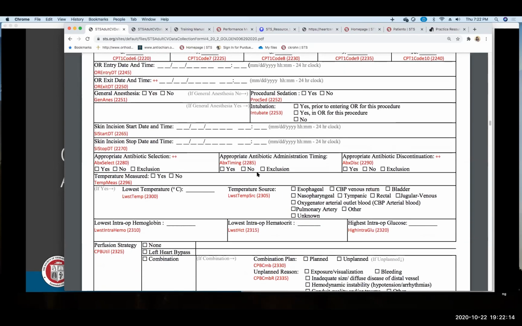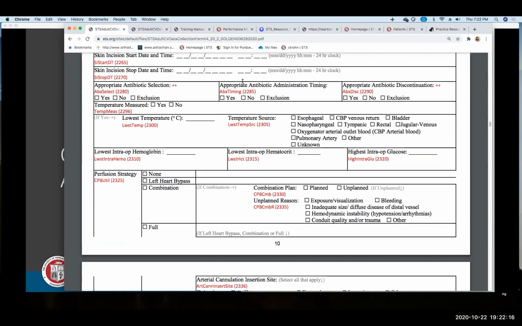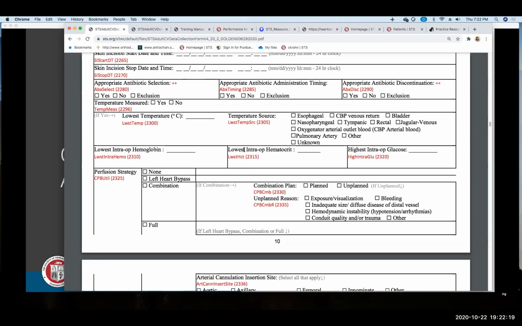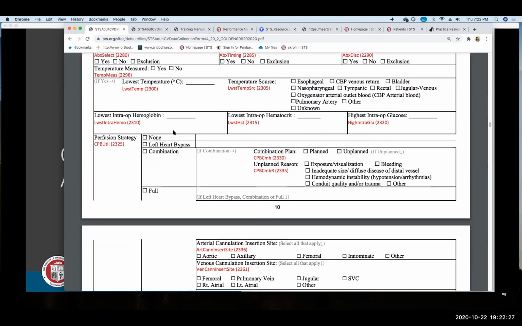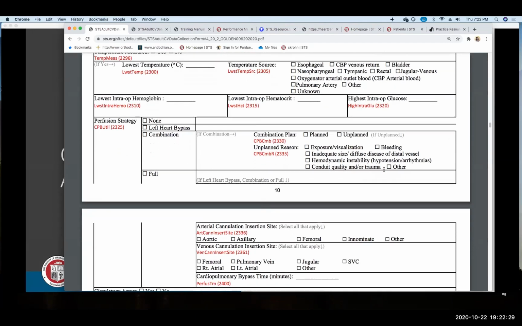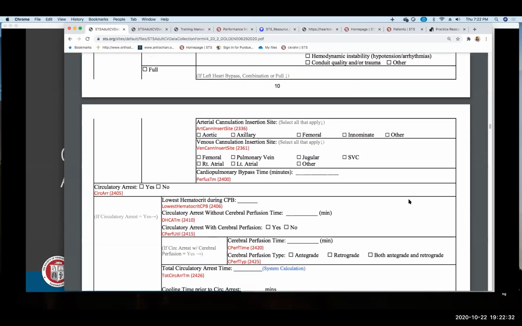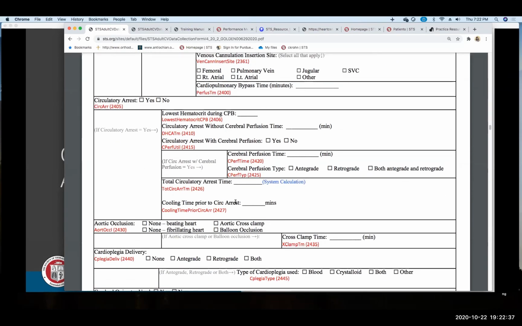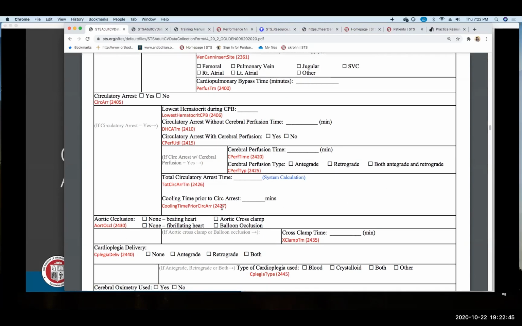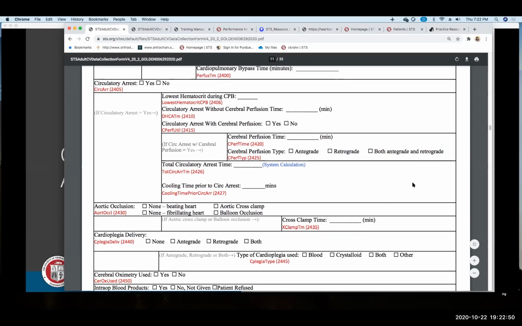And then we get into things like antibiotic selection, your temperatures, and you'll see more of this better data capture, or more variables, within the anesthesia section when we get down there. Your labs, your hemoglobin, hematocrit, glucose, perfusion strategy, and your circ arrest section. And if circ arrest, we added now the total circ arrest time and cooling time prior to circ arrest, and we added these primarily to look at a higher incidence of strokes with certain timings. So we're looking at those a little bit more closely now.